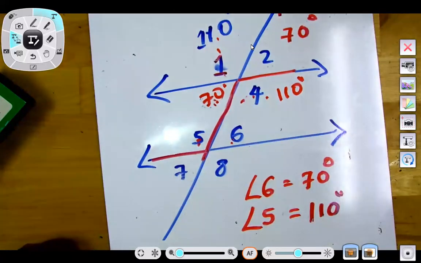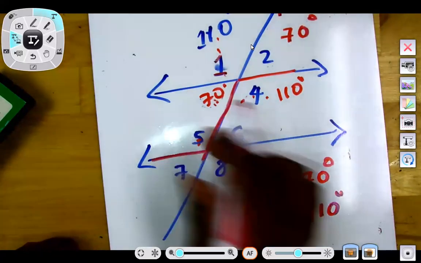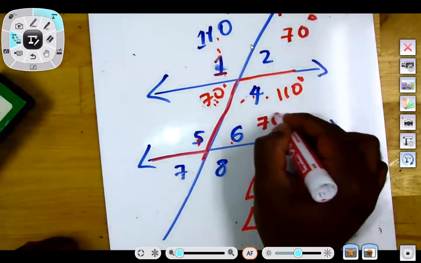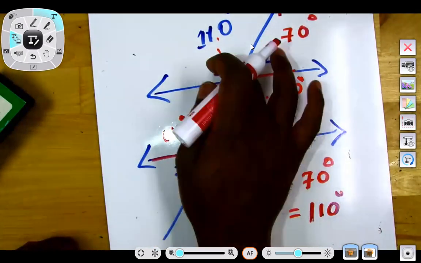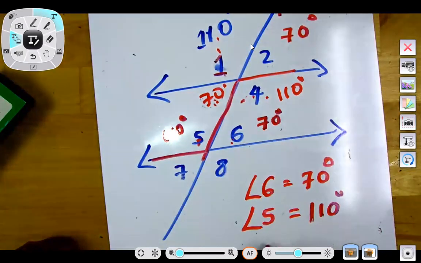Now you can say 1 and 7, also you can find it. How? This one is 70 degrees, this one is 110. It's alternate exterior, so angle 7 is going to be 110 degrees.